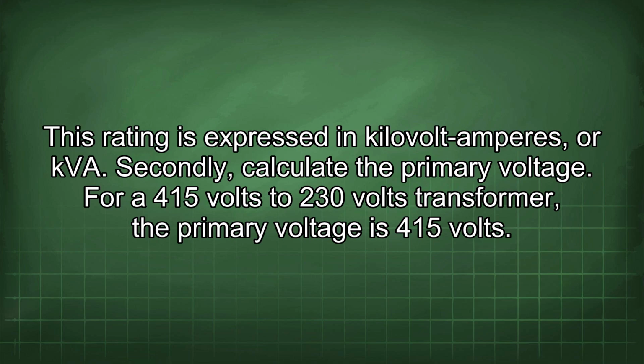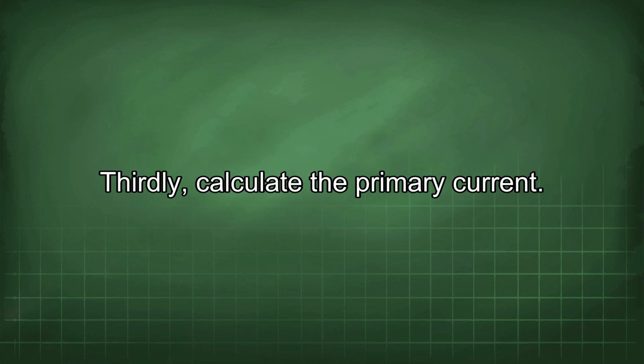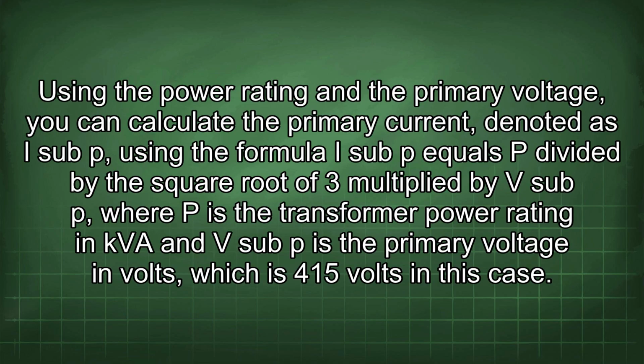Secondly, calculate the primary voltage. For a 415 volts to 230 volts transformer, the primary voltage is 415 volts. Thirdly, calculate the primary current. Using the power rating and the primary voltage, you can calculate the primary current, denoted as I sub P, using the formula I sub P equals P divided by the square root of 3 multiplied by V sub P, where P is the transformer power rating in kVA and V sub P is the primary voltage in volts, which is 415 volts in this case.